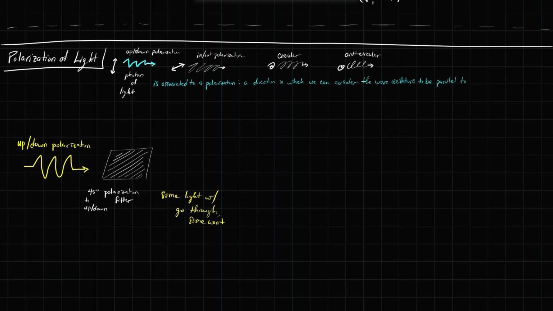In fact, if this is truly up-down, which we'll call like 0 degrees, and if this is at 45 degrees, you'll find out that exactly half. So instead of writing some light, it'll be a 50-50 chance that any given piece of light will go through. So let's suppose that we keep measuring and eventually one piece of light manages to go through. Now it's 45 degrees polarized.